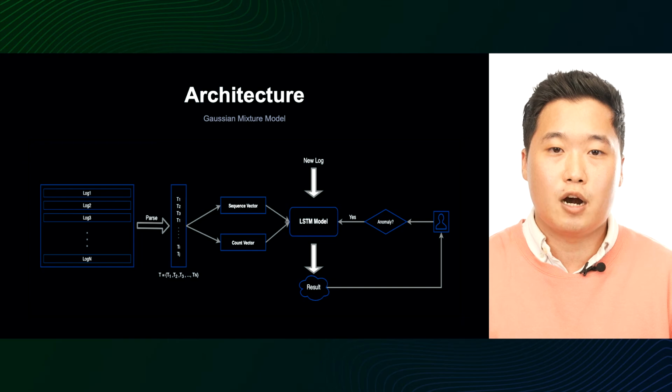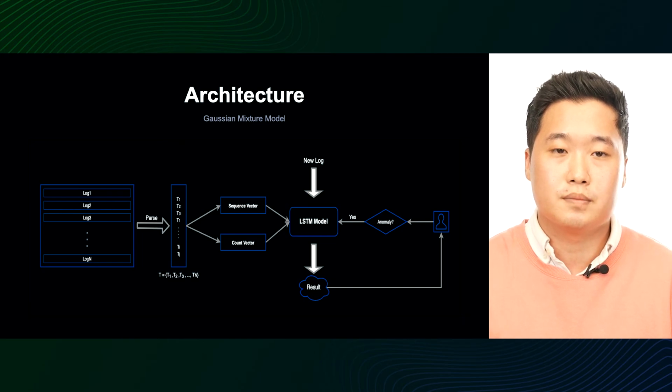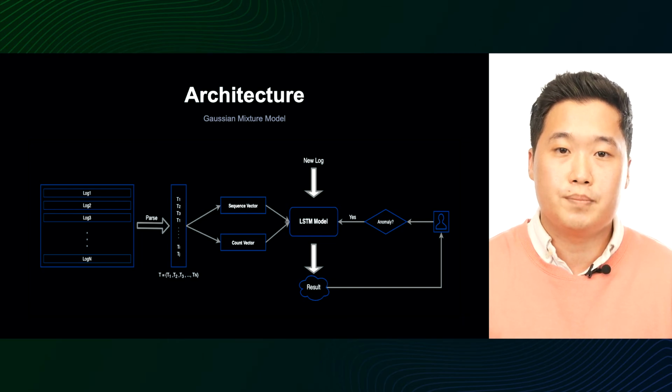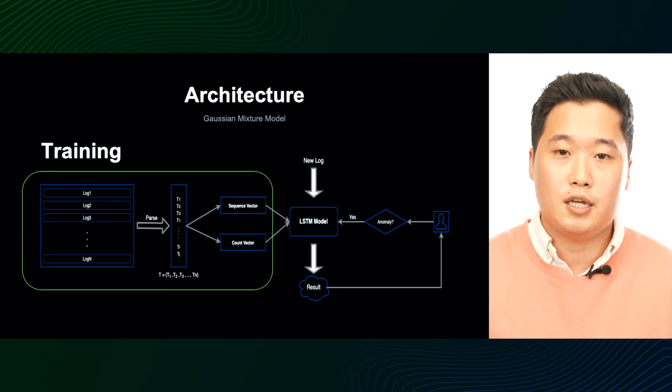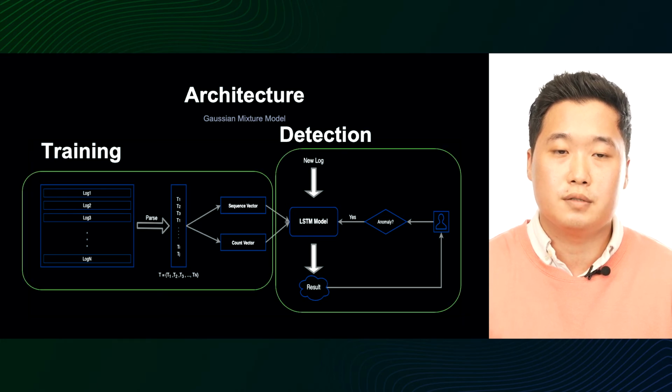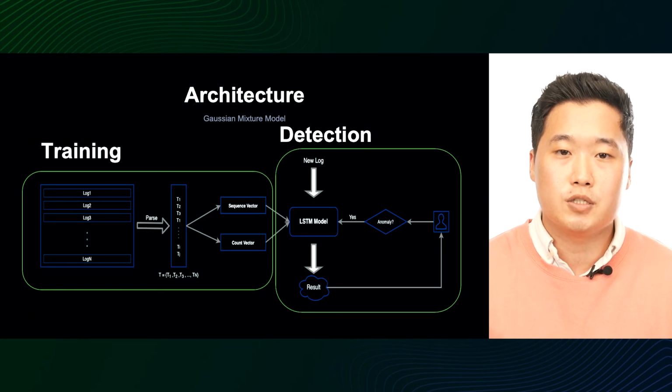Let's dive into the architectural flow of our model. This flowchart has two components, the training stage and the detection stage. Starting from the left side, we have a bunch of raw logs prepared for training. The logs are parsed into unique templates and are assigned template numbers. The output of the parser is just a series of template numbers.